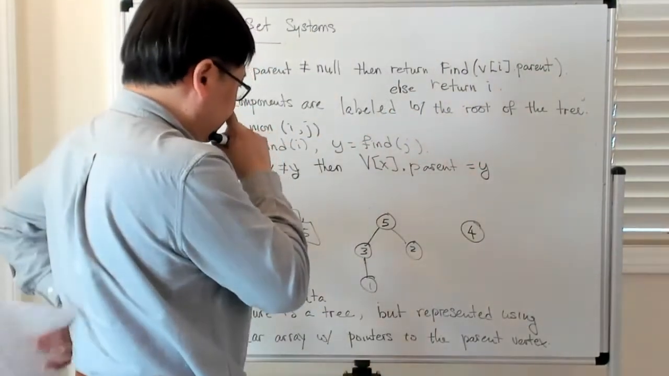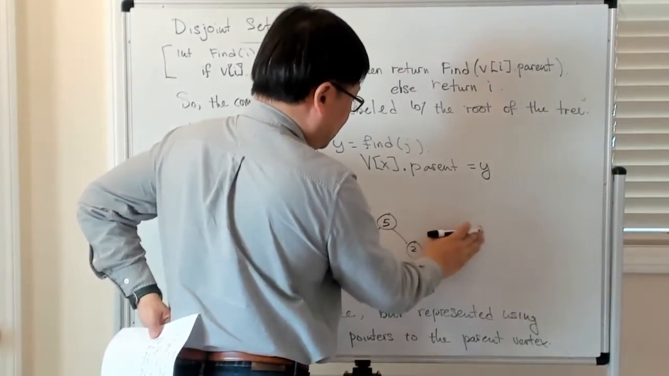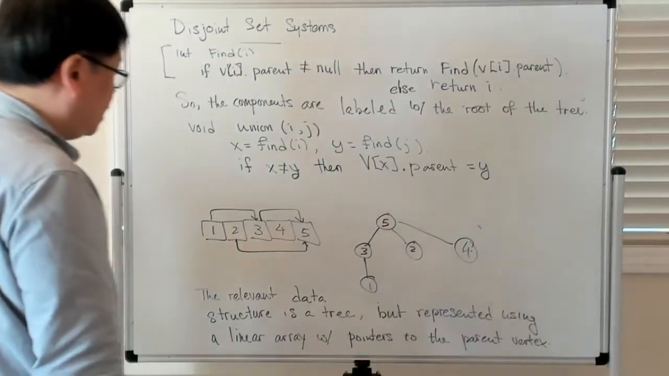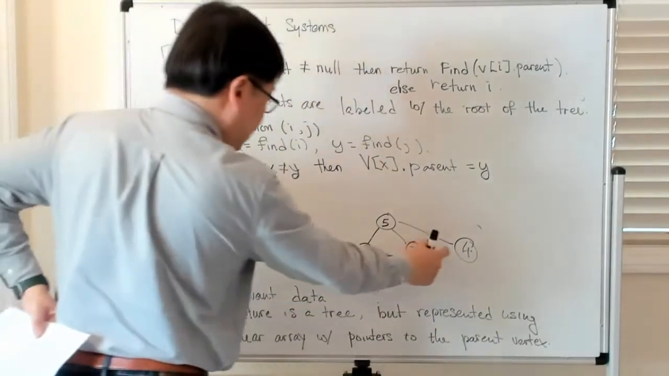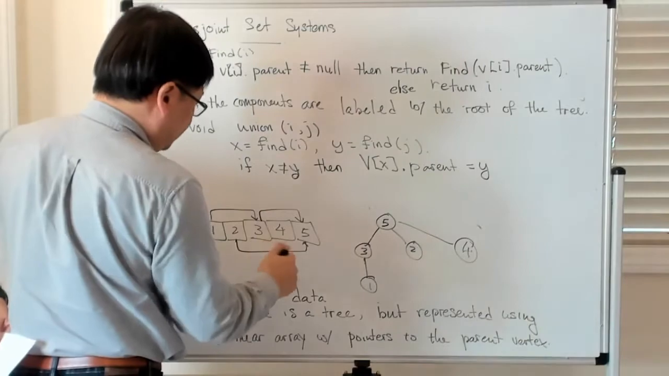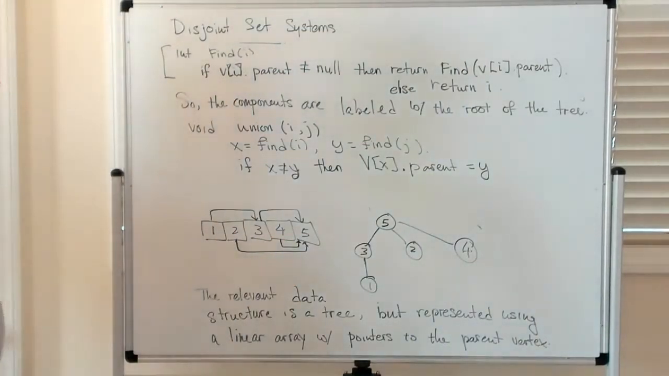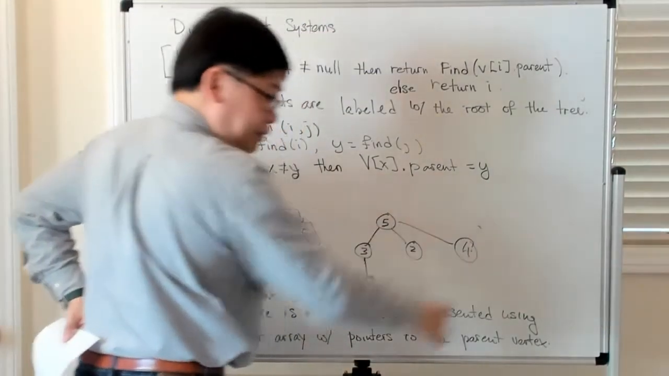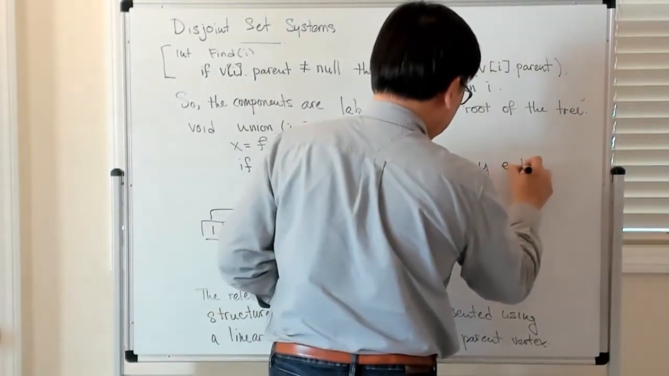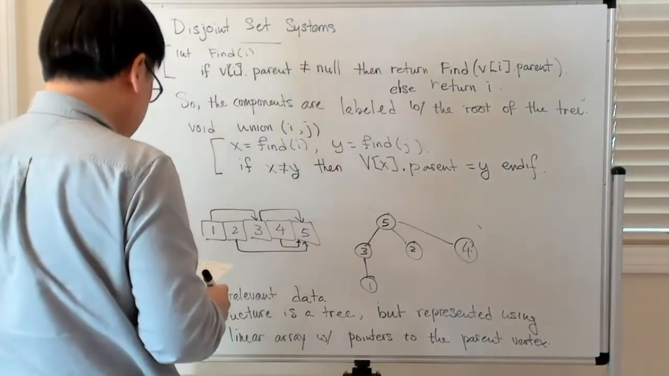For example, in this case, what I could have done is put 4 down here and make 4 have 5 as a parent. That would involve putting a pointer from 4 to 5 like this. So that's a very simple way to connect everything, and then you end the if statement.